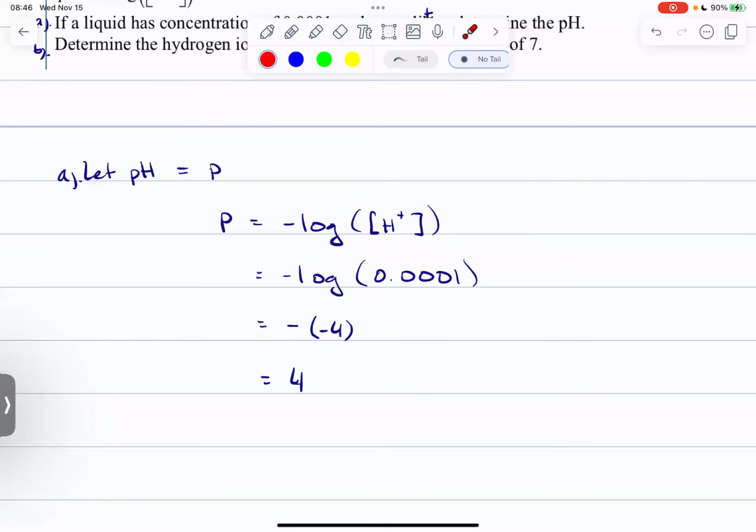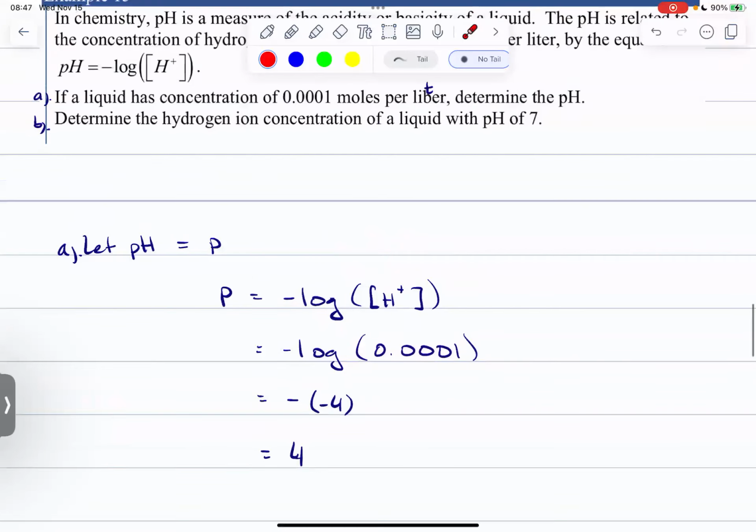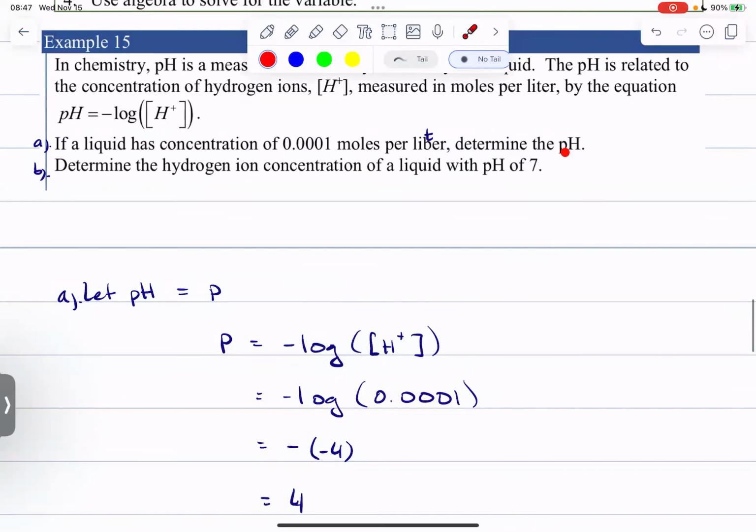Just use the negative button and then do log base 10 of 0.0001 and you'll get 4. Yeah. It was just because I only did this, so then I have to keep the negative. But I'm also trying to emphasize that you have to keep the negative regardless. Otherwise, you get a weird answer. So then the pH would be 4. Okay.